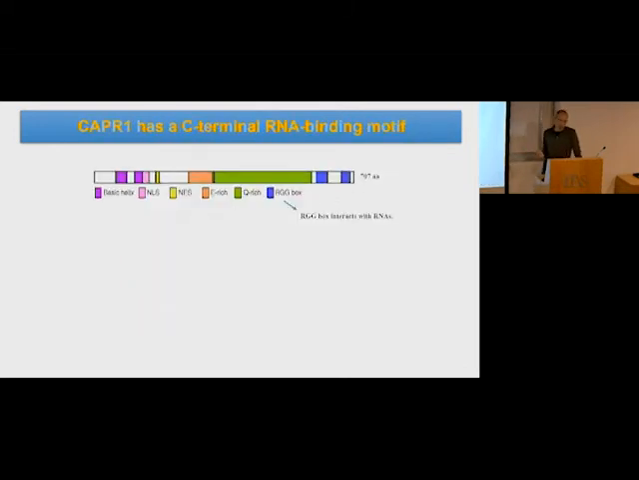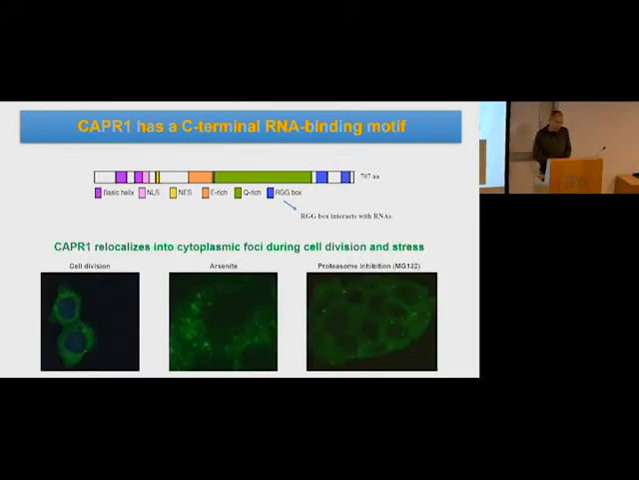Now, caprin-1 was a known RNA binding protein, and it has these RGG domains, RNA binding domains, and it interacts with RNA. And one of the things we found, I hope it will work, yes, was that when we looked at our time-lapse imaging, it really formed these really beautiful condensates or aggregates immediately after mitosis. This looked like RNA granules or stress granules.